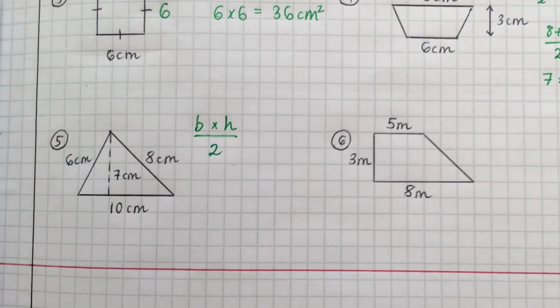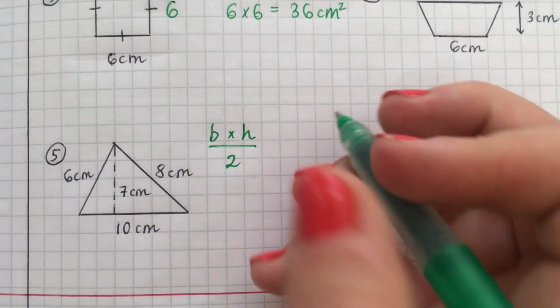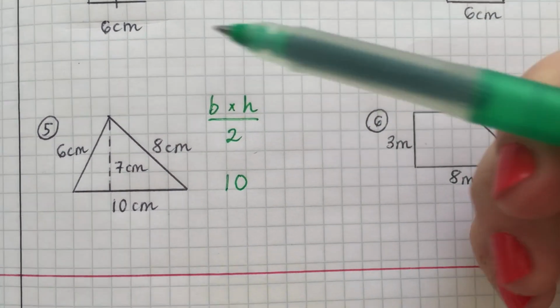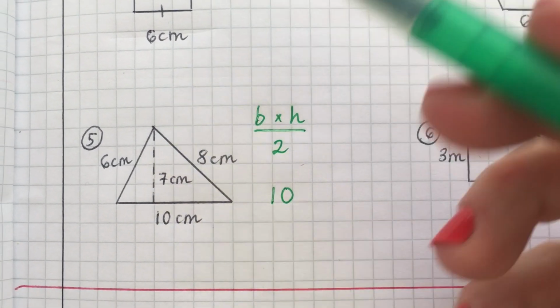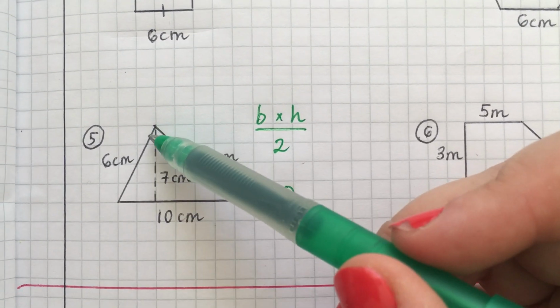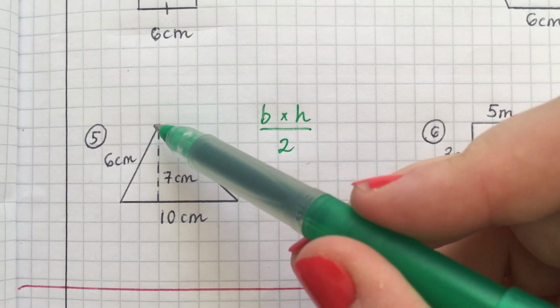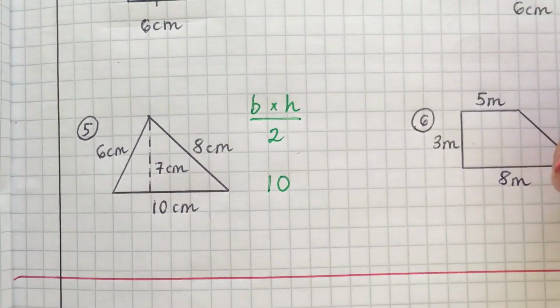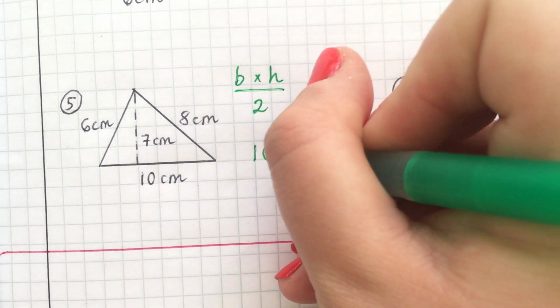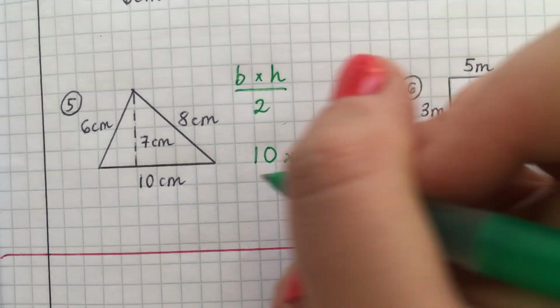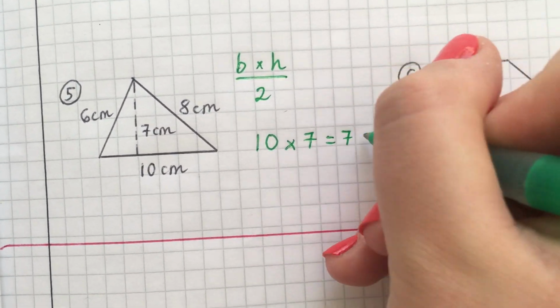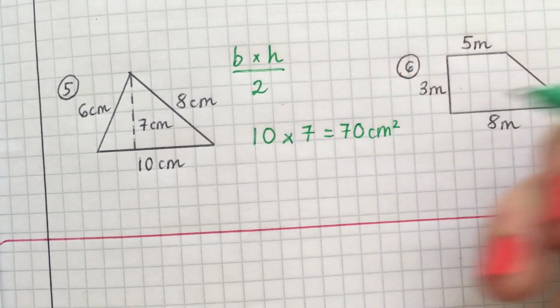So if we look at this triangle, the base is clearly 10 centimetres, and the height, don't forget, is how tall the shape is. So it's not 6 because that's that diagonal line. It's not 8 because that's that diagonal line. The height is 7. So the 6 and 8, we don't care about those. They're irrelevant. We just need to do 10 times 7, which is 70 centimetres squared.